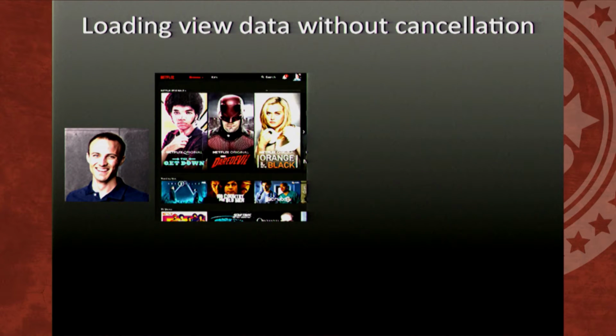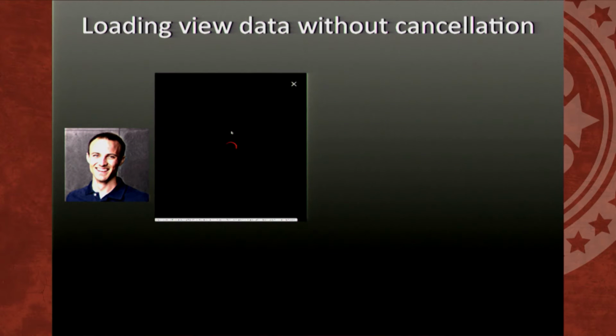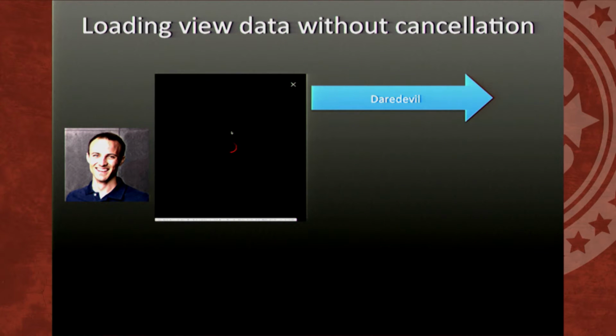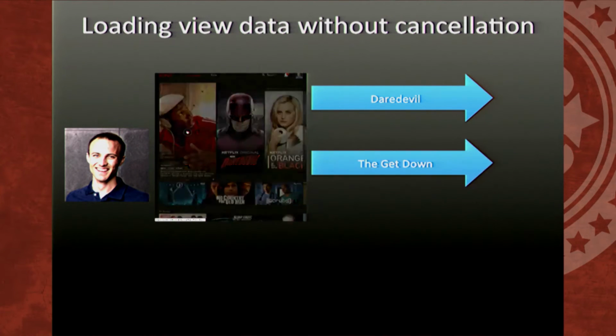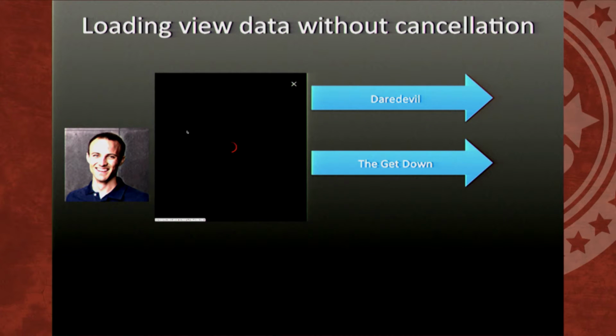He's going to say, I want to watch me some Daredevil. So he clicks Daredevil, and we send off this AJAX request to get some metadata about Daredevil. And before that even comes back, Kent's like, I'm indecisive. I'd rather watch The Get Down. So he clicks that guy. We send off another AJAX request. Now we've got a problem. We've got two in flight. One of them we care about, one of them we do not. We don't care about Daredevil anymore. We're on to the Get Down.